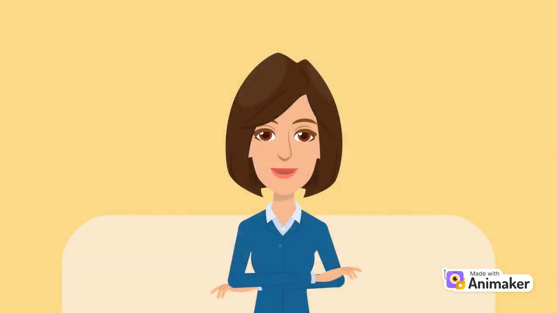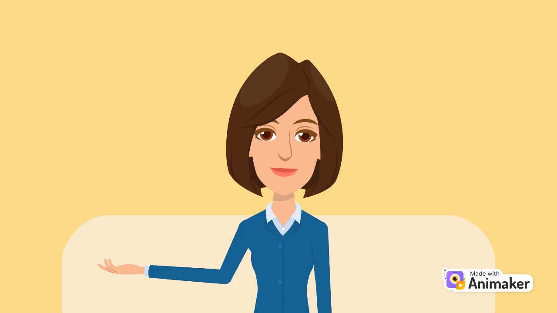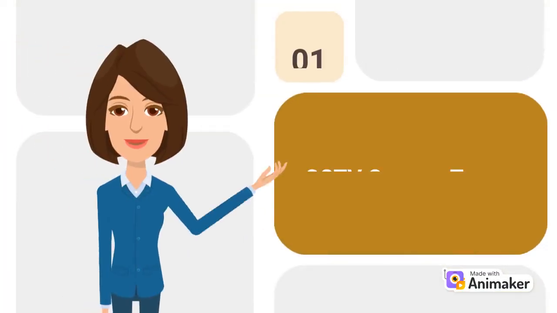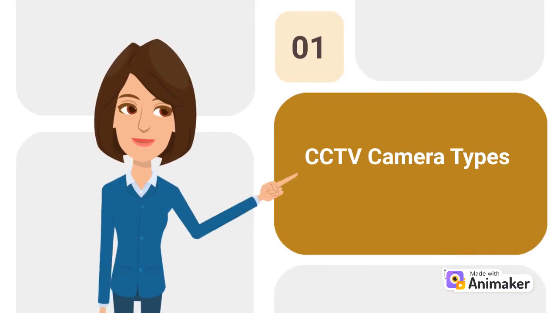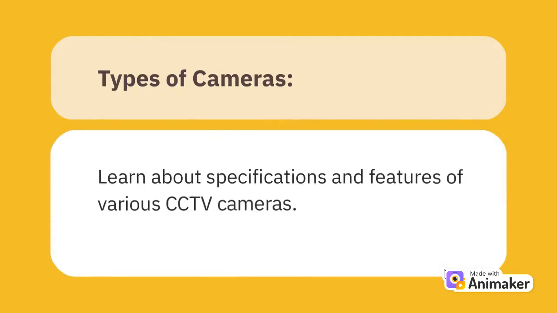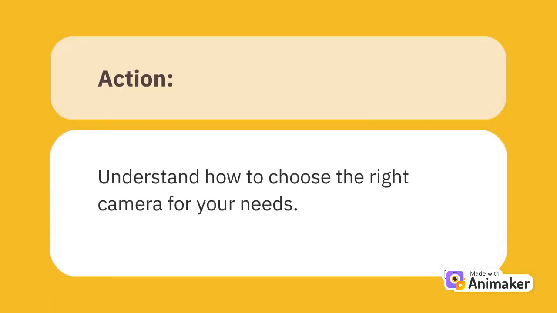Here are the key aspects of CCTV systems and their uses. Different types of CCTV cameras serve unique purposes. Types of cameras. Learn about specifications and features of various CCTV cameras. Action. Understand how to choose the right camera for your needs.